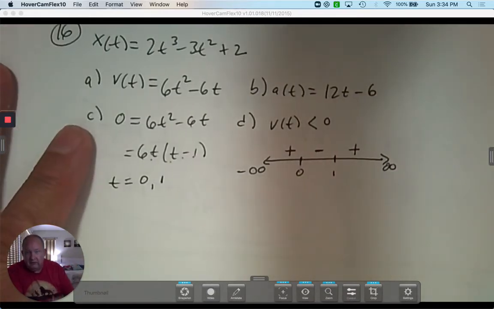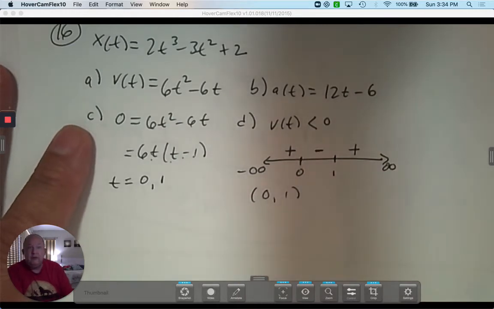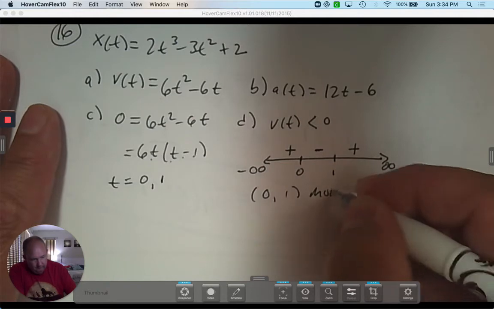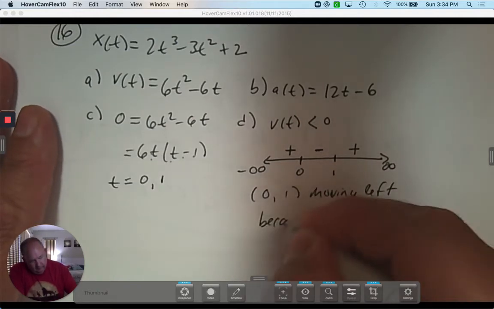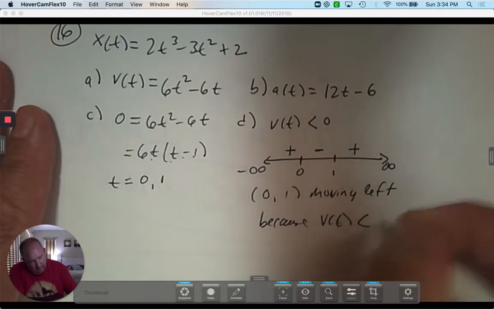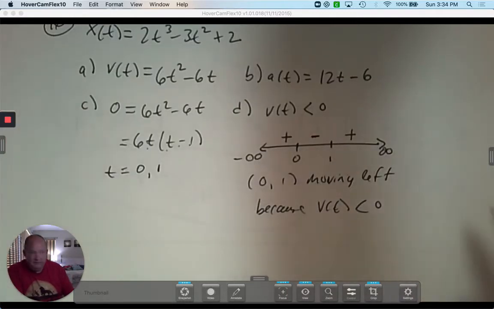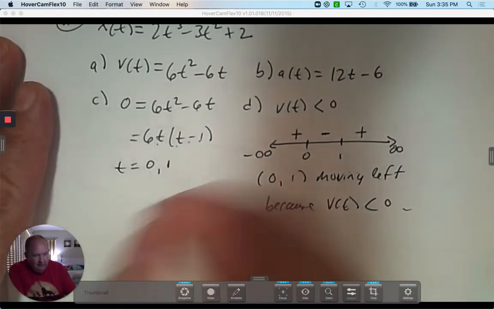So the question again is, when is this moving left? So the answer is between 0 and 1. And then on an AP exam, you give your reason. Why are you saying it's moving left? Because the velocity is less than 0, or the velocity is negative. E.